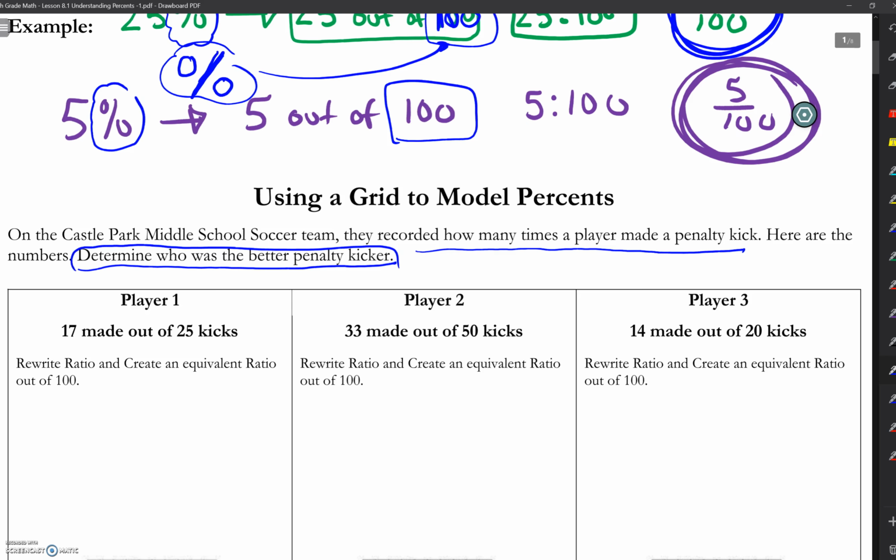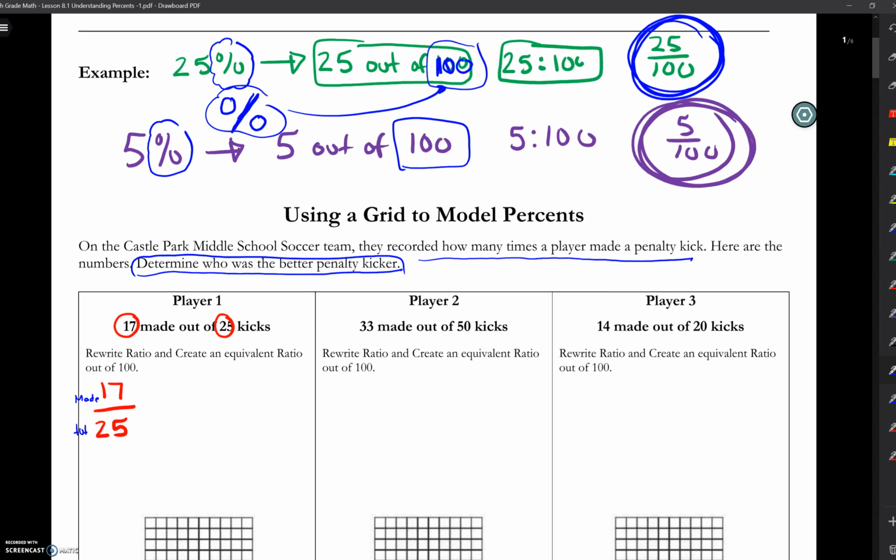Now, if we look at these numbers, we really don't know who's the better kicker. We can assume who the better kicker is, but the easiest way to do it is take this number and make it a ratio, 17 out of 25. Now, 25 is the total, and so I'm going to put total on the bottom. These are the ones made, and these are the totals. Now, we have 33 out of 50. So they took 50 kicks and they made 33. And the last one is 14 out of 20. So these aren't percents, but we need to find the percent. And remember, this is made and this is total.